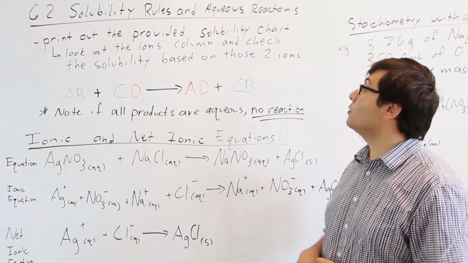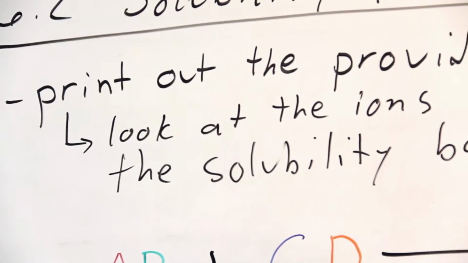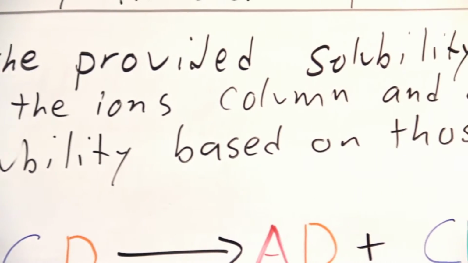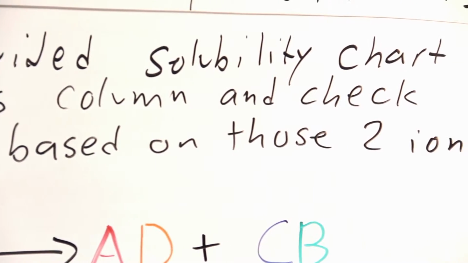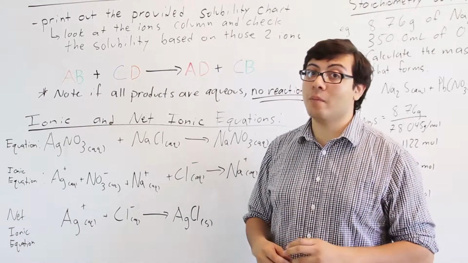So let's move on to solubility rules and aqueous reactions. First, can you please print off the solubility chart that's provided? The way you use the solubility chart, most solubility charts, not just this one, is you look for the ion that's in the compound that you're looking at.